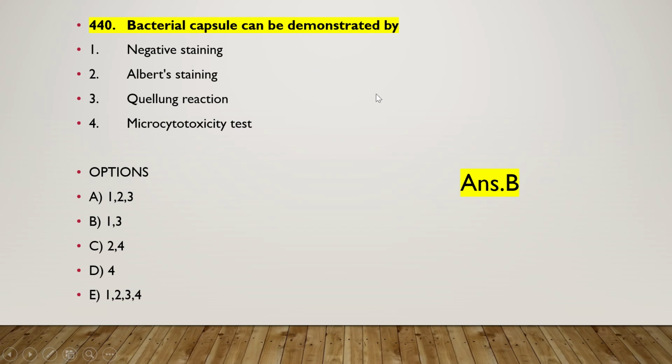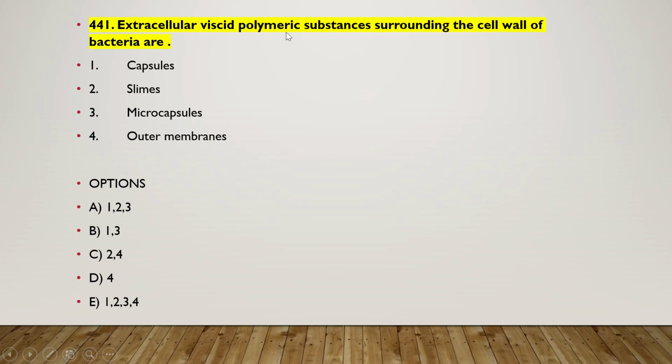Okay, so next one is: extracellular visible polymeric substance surrounding the cell wall of bacteria are capsules, slimes, microcapsule, or outer membranes. And the right answer is option A. That is the first three options, that is capsules, slimes, and microcapsules are the right answer.